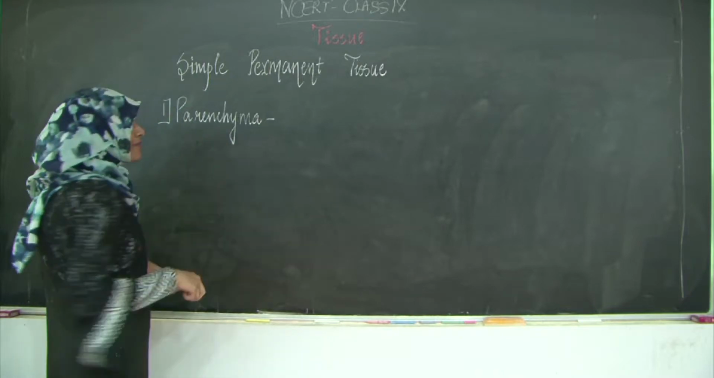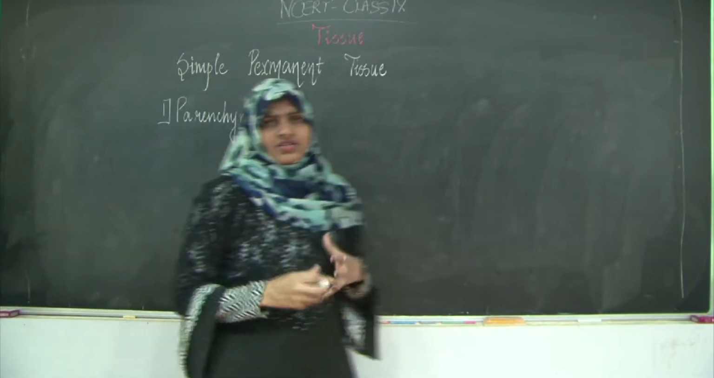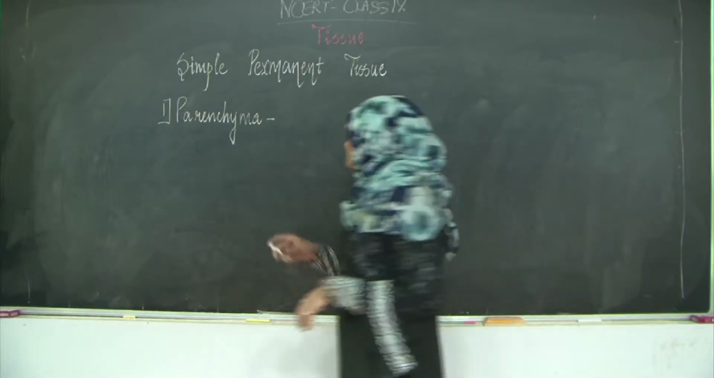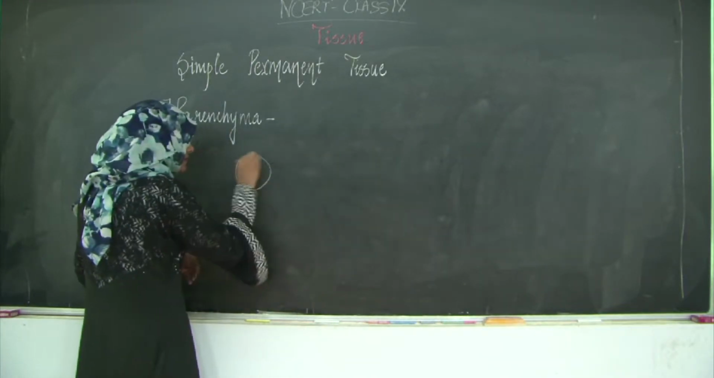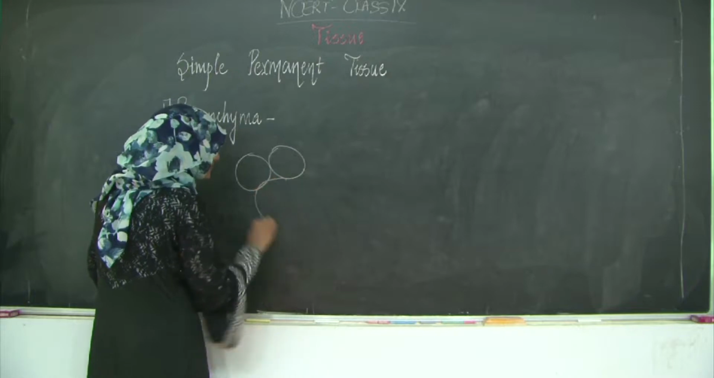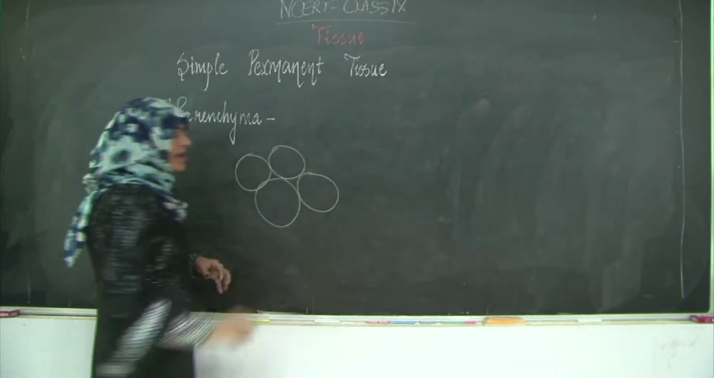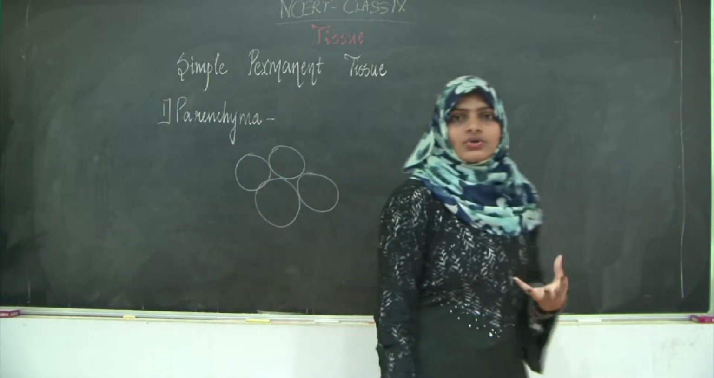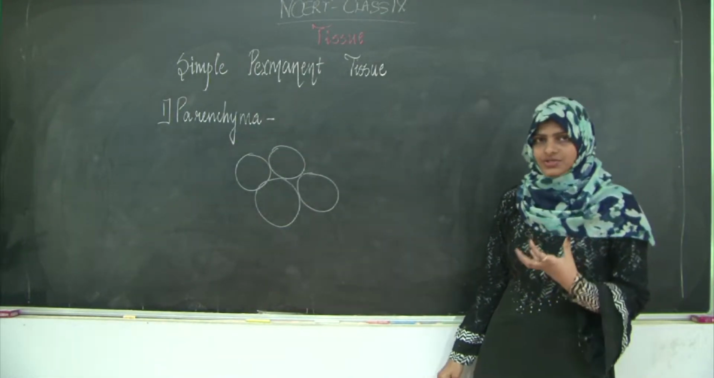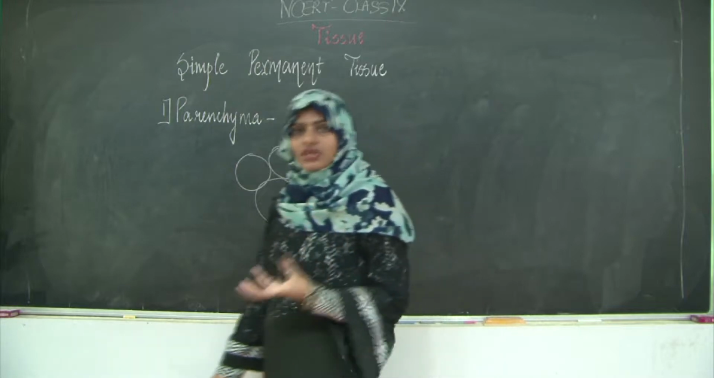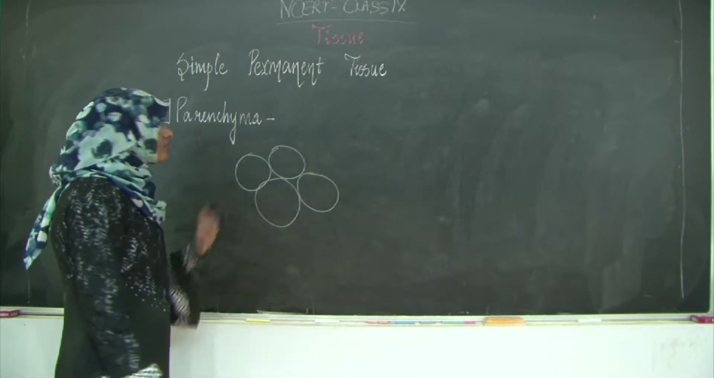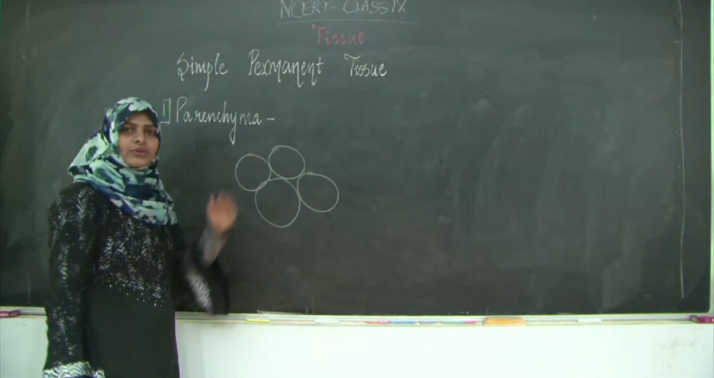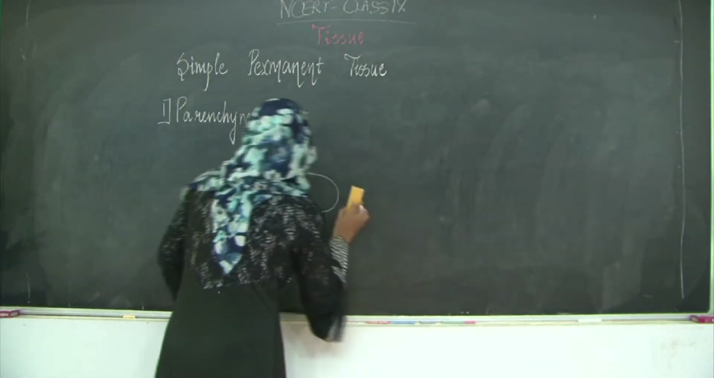Now, this parenchyma is generally irregular in shape and has more intercellular space. So, if I draw a parenchyma, I will have spaces between the cells, and the vacuole is very large. Why? I told you that the parenchyma's function is storage, and since the vacuole is the storage body of the plant, the vacuole here is large. It has a centrally located vacuole. As a result, the nucleus goes to the side.